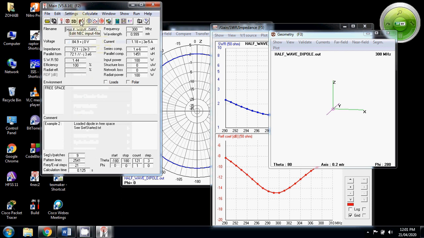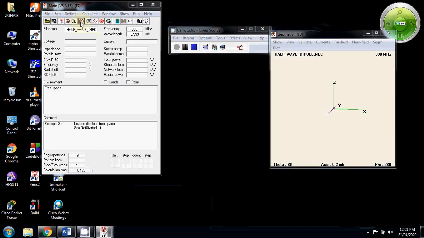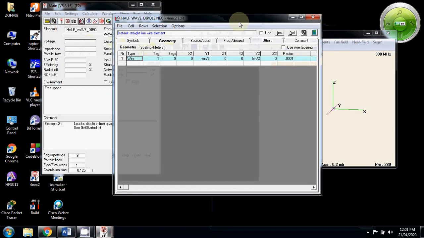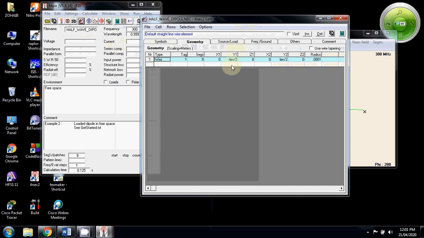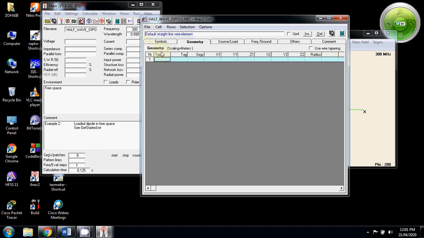Now click on this icon which is showing a little hand tool holding a pen. When you click on this, it will open NEC editor. This NEC editor might already have some entries in it. We just need to click on file and press new so that we can enter the new dimensions that we are deciding.